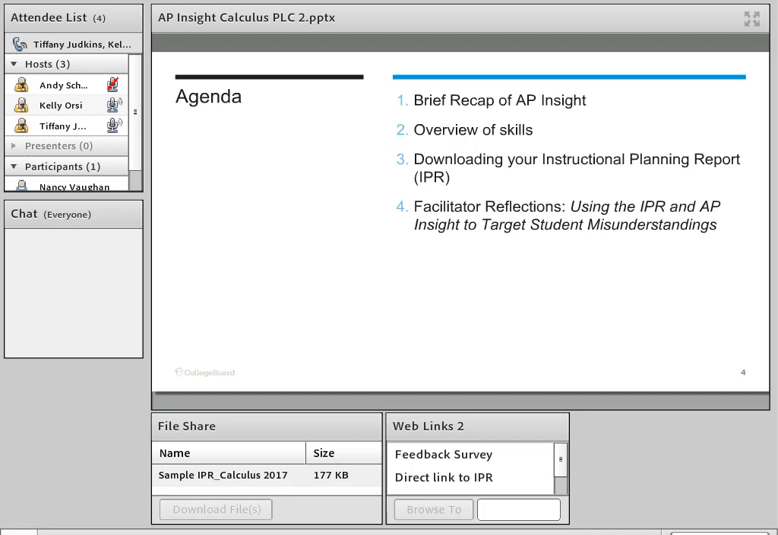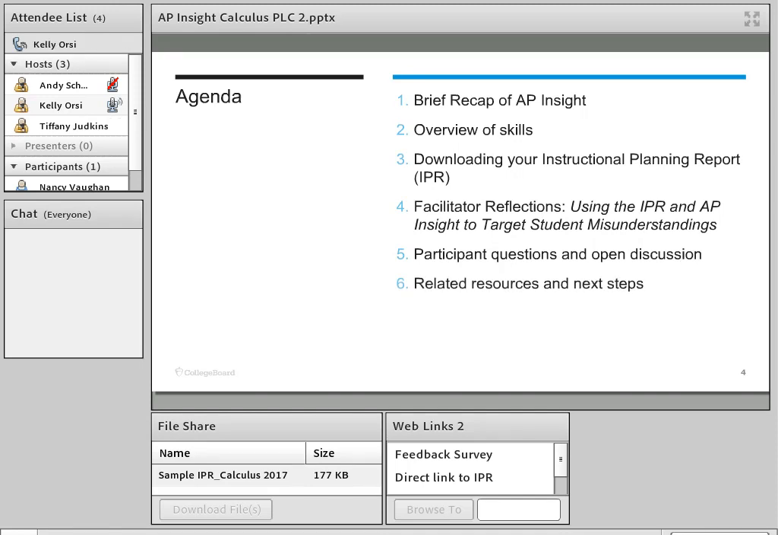And then we'll have an open discussion where both Andy and Kelly are going to talk through how using the IPR, the Instructional Planning Report, and AP Insight can work together to help target student misunderstandings. Andy's going to show us an example from his own class. And then we'll also have some time at the end for participant questions and some open discussion before I wrap things up and show you a couple of next steps and other resources that might be applicable.